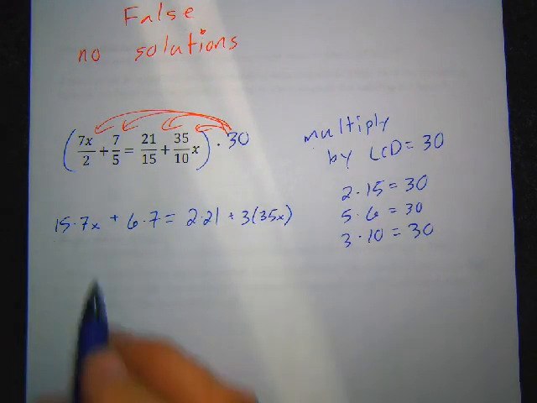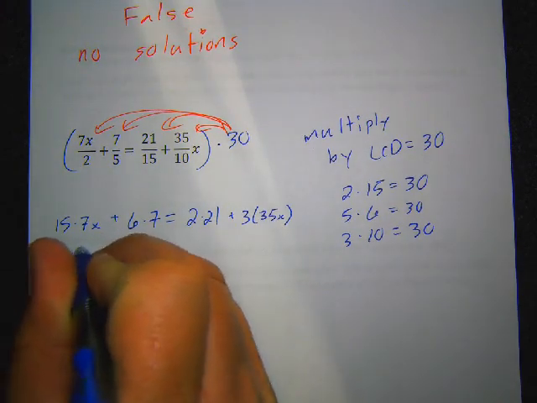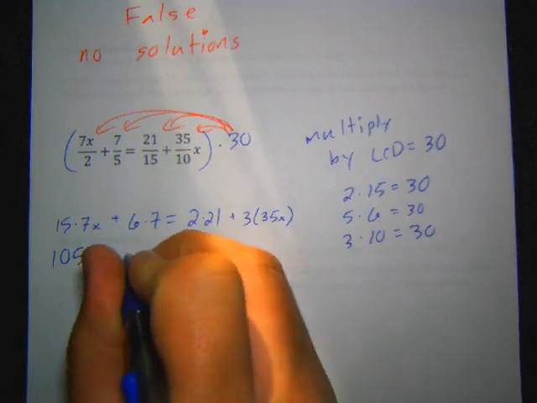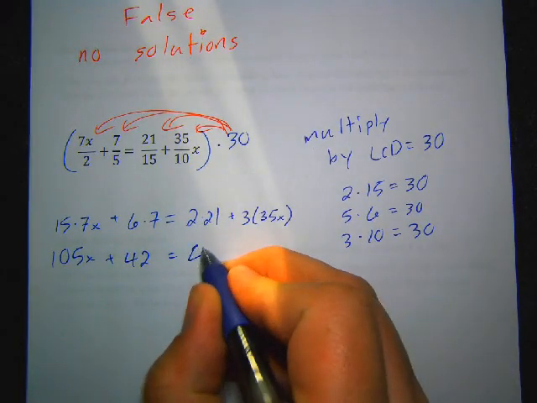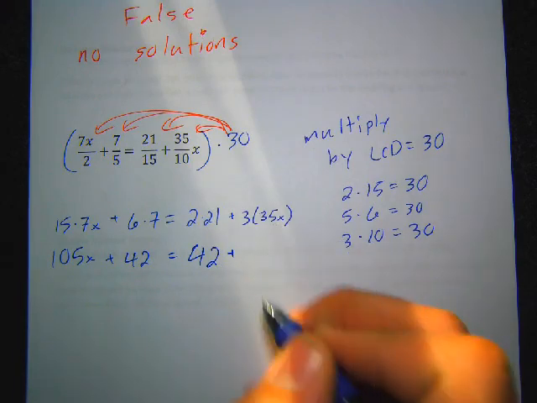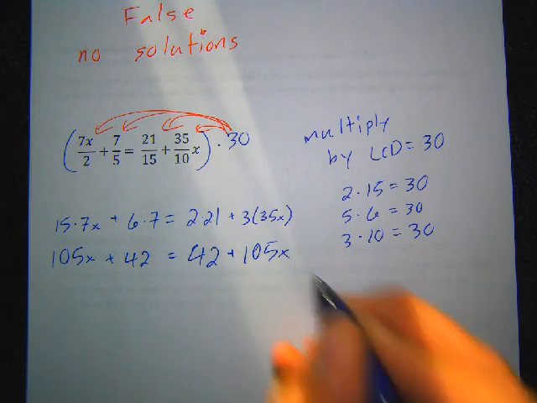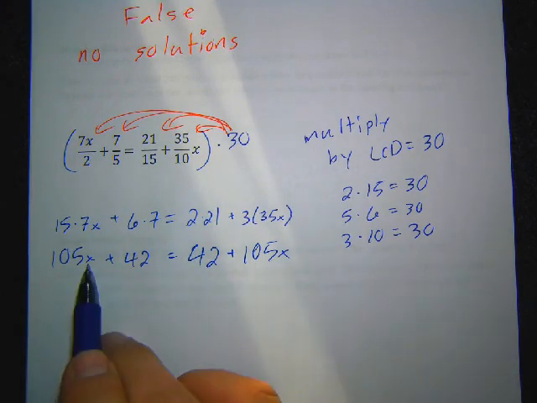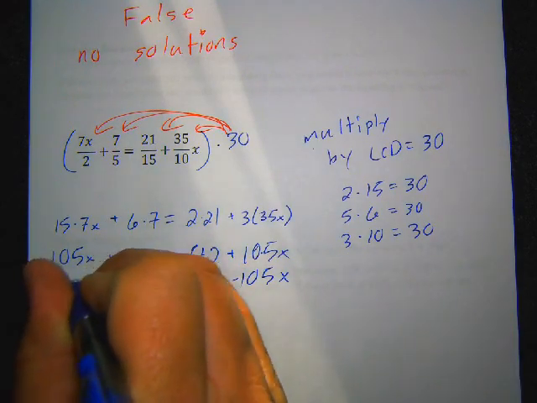Because I'm going to multiply these out. 7 times 15, so that gives me 105, I believe, 105x. 6 times 7 is 42. 2 times 21 is also 42. And 3 times 35, so that gives me 90, and 15, that gives me 105x. We see a similar thing going on here. We see that 105x on both sides. So we're going to go ahead and subtract the 105x, get rid of this side, and it's going to get rid of it on both sides.